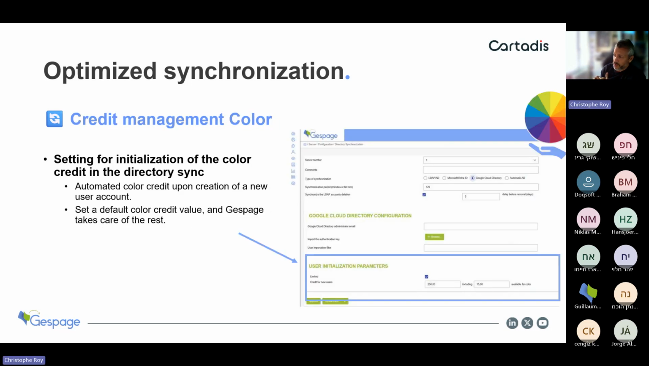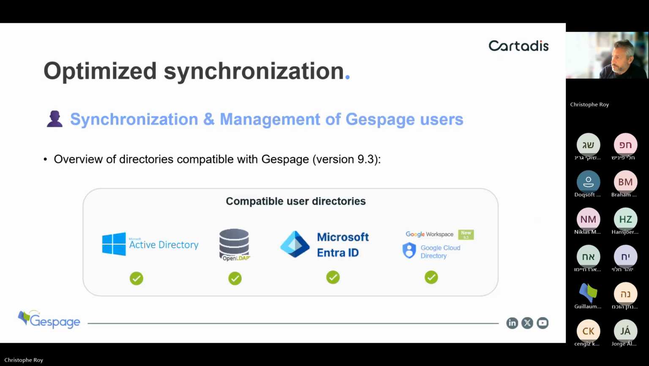Optimize synchronization. That's a parameter that we've added as well in the directory synchronization. You've got the possibility to allocate the color credits straight from the creation of new user accounts. So when a new user is created, you can already set up the credit, the credit in color. That's something new as well, and that's also one of the differentiators of Gespage, to have the possibility to apply color credits to users.